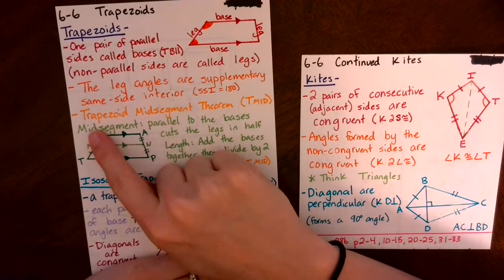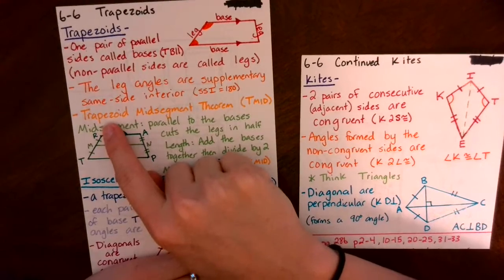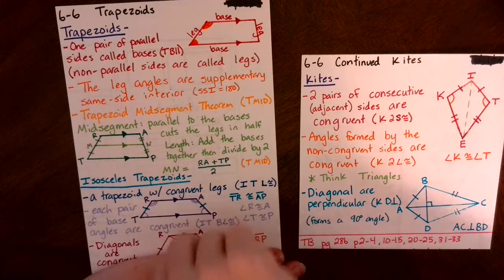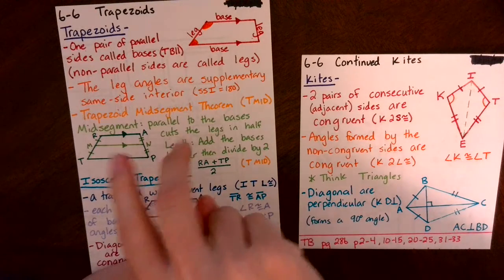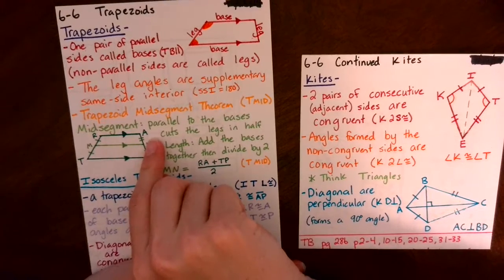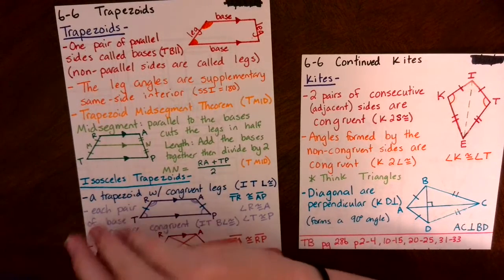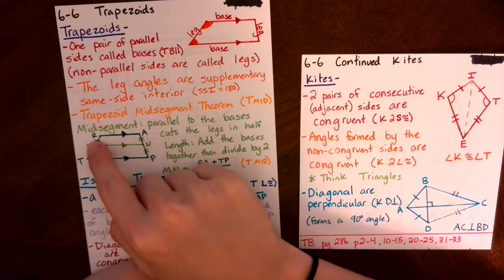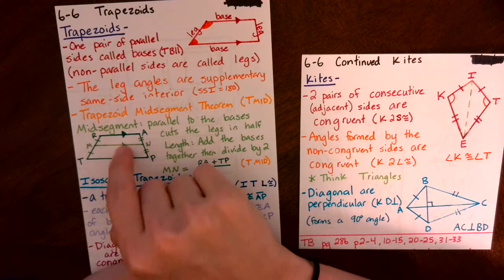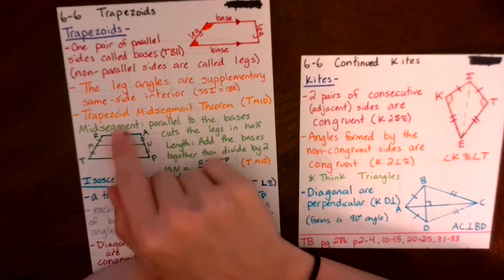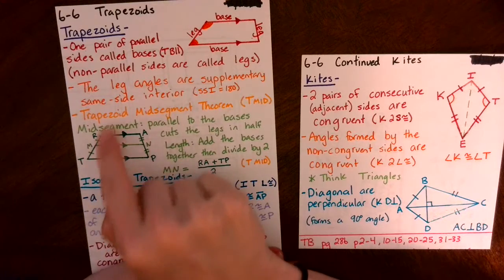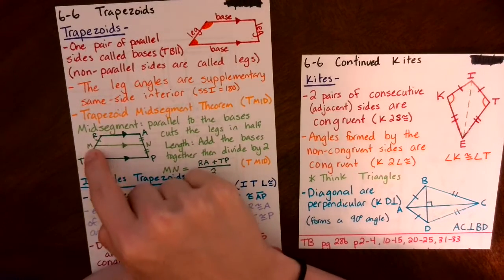And then I want to talk about the trapezoid midsegment theorem. Okay, so if we remember midsegment from 5-2, a triangle midsegment cut two sides of a triangle in half and was parallel to the third. I really wanted you guys to recognize that language because midsegment in a trapezoid cuts two sides in half and is parallel to the other two sides. So it has to cut the legs in half because the other two sides are already parallel.